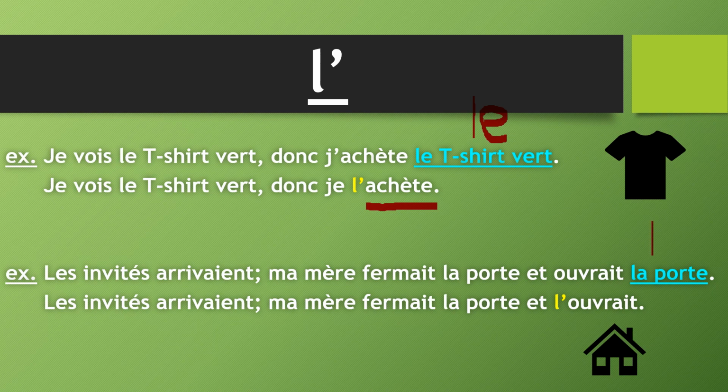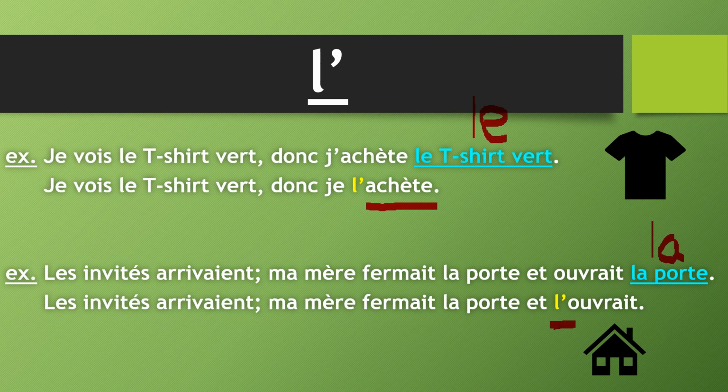Usually, we would replace la porte with the pronoun la. However, if we were to put the pronoun la right before the verb ouvrir, we would end up with the A in la and the O in ouvrir right next to each other. This would create another double vowel situation that would affect pronunciation. To make the pronunciation more fluid, we would drop the A in la and replace it with an apostrophe.